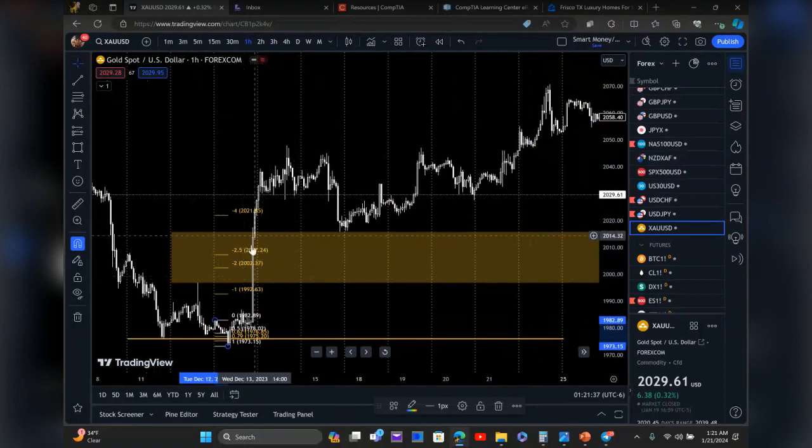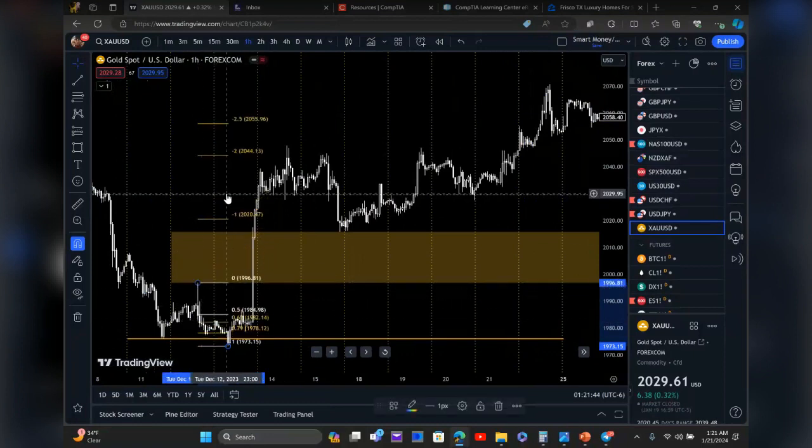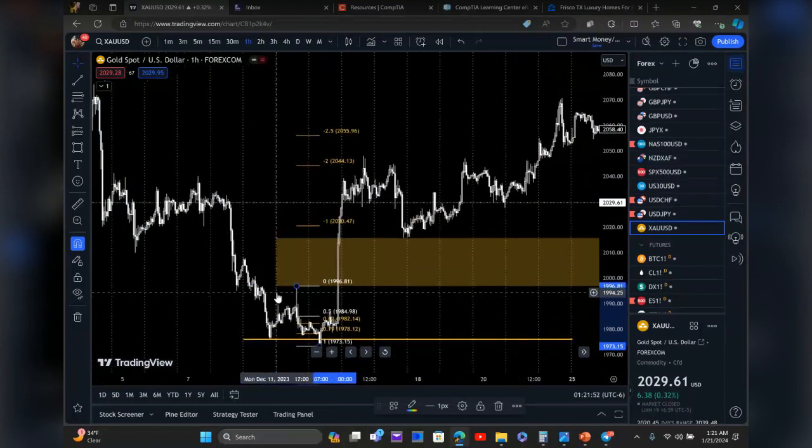-2, but it shot past all of that. See how it shot past all of it? All right. This is the more attractive one right here. And then look how price just boom came all the way up through it. All right.